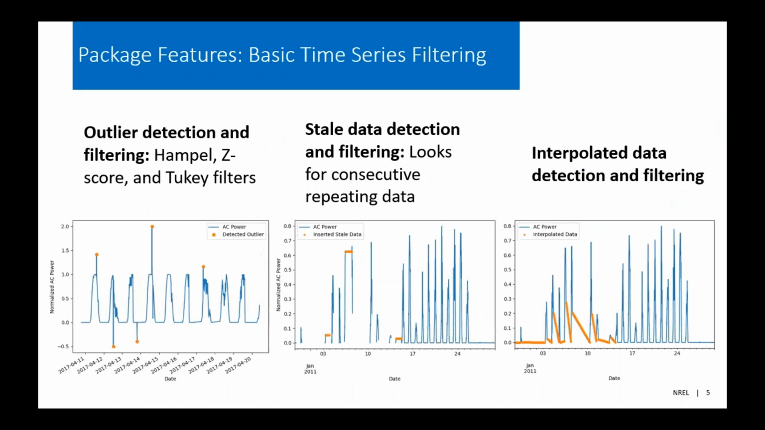So without further ado, let's talk a little bit about the package features. Starting basic here, we've got basic time series filtering routines in here. We have an outlier detection and filtering module. It includes 3 different filters, including a Hampel, a z-score, and a Tukey filter with tunable parameters. So you can pass whatever parameter you want. If you want a z-score of 2 or a z-score of 3 to detect an outlier, you can do that. You can see here at the bottom left, the Hampel filter in action, detecting outliers in orange.